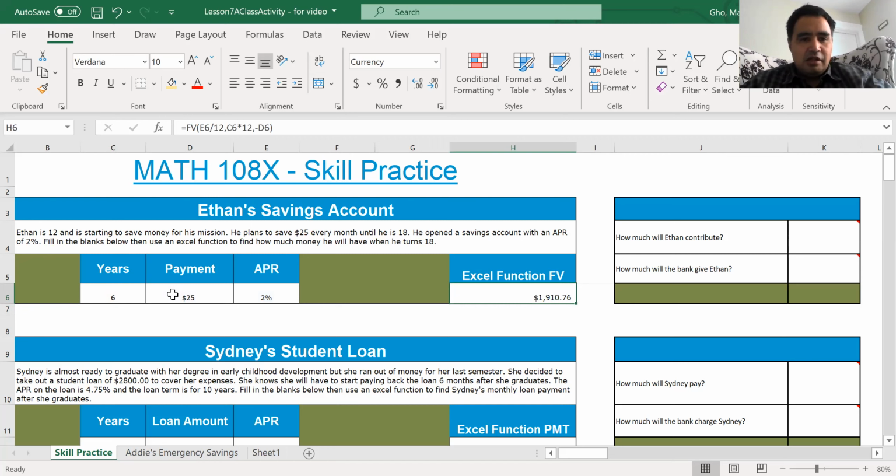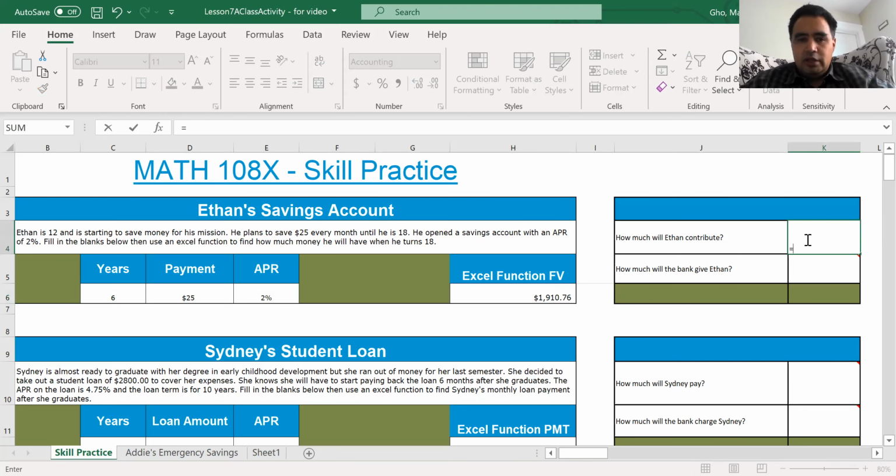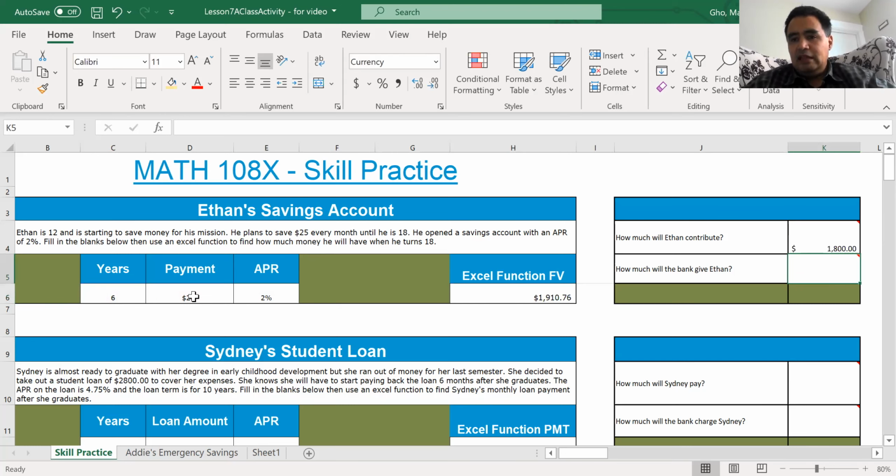At the end of 6 years, Ethan's going to have $1,910.76. How much money did he contribute? Well, he made payments for 6 years. He made payments every month. And so we have 6 times 12. And then the payment he made was $25. So he paid $1,800.